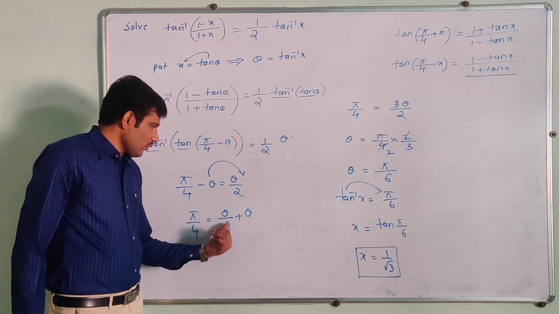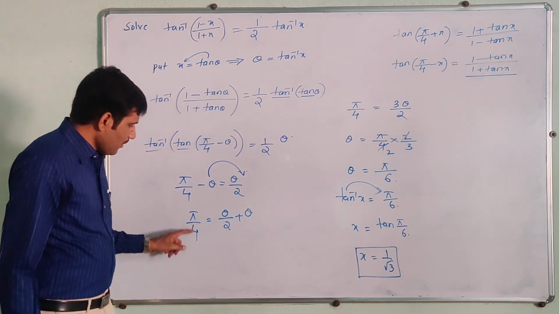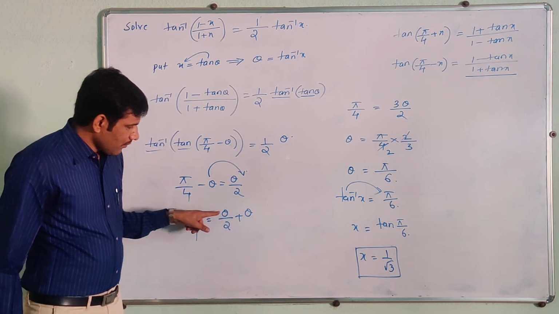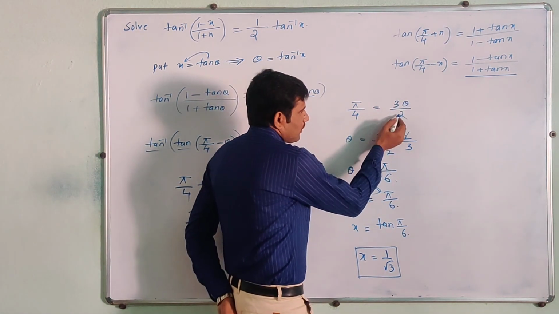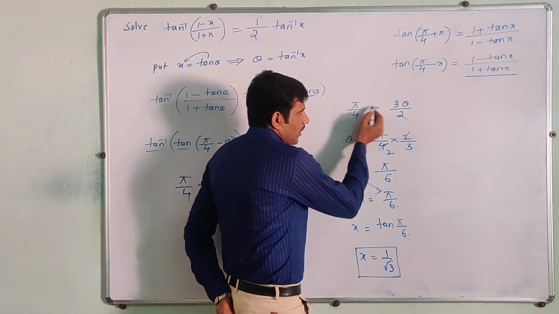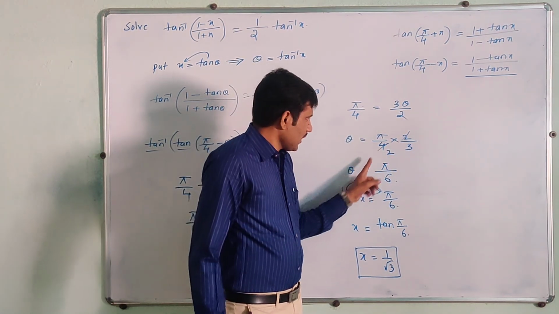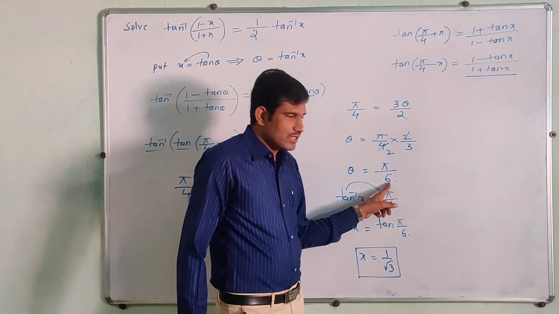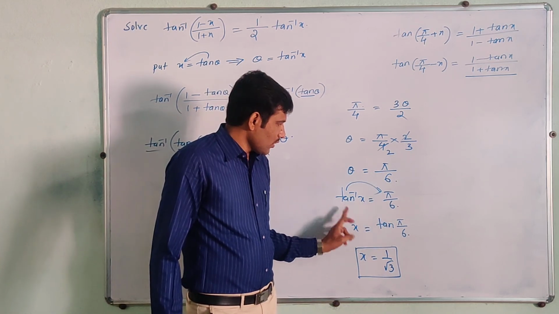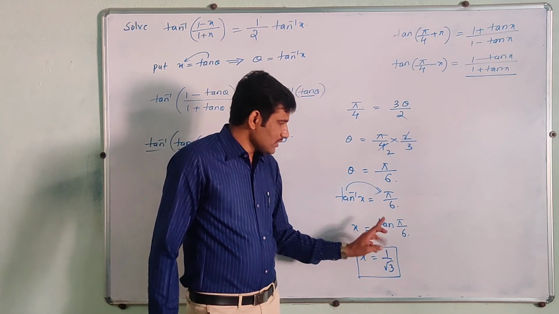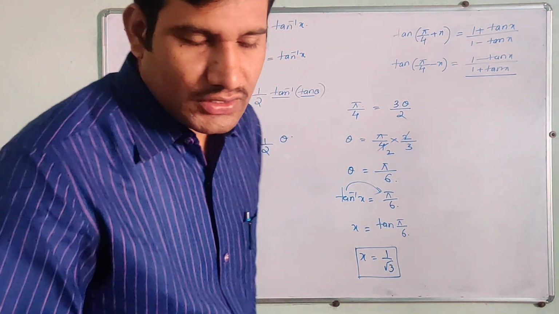Then pi by 4 is equal to theta by 2 plus theta. Taking the LCM, that is 2 theta plus theta, which is 3 theta by 2. So then what is theta? Cross multiply: pi by 4, the 2 comes to the numerator and 3 to the denominator. 2 ones are 2, 2 twos are 4, so theta is pi by 6. Theta is tan inverse of x, equal to pi by 6. Then x is tan of pi by 6. Pi by 6 means 30 degrees, and tan of 30 degrees is 1 by root 3. Is it clear, students?